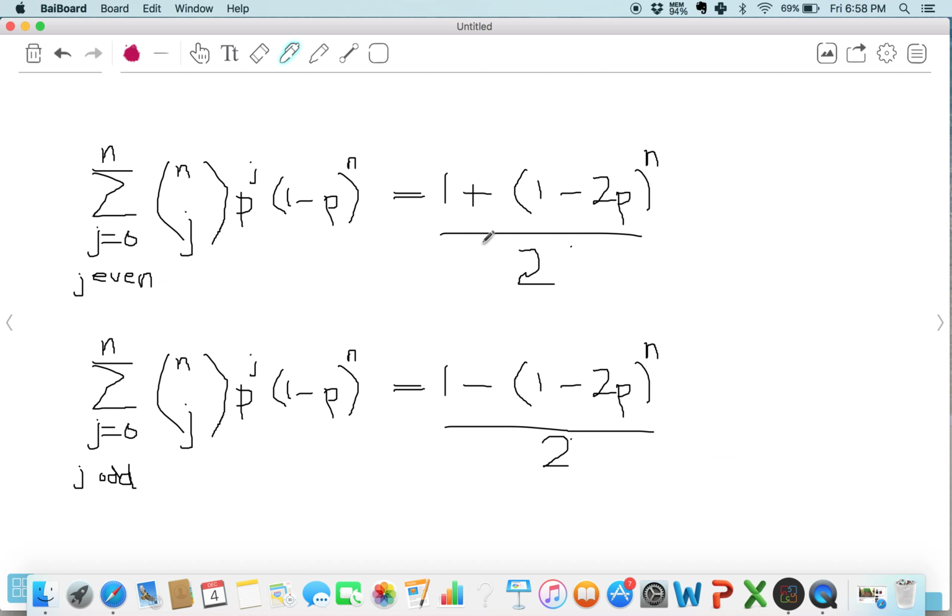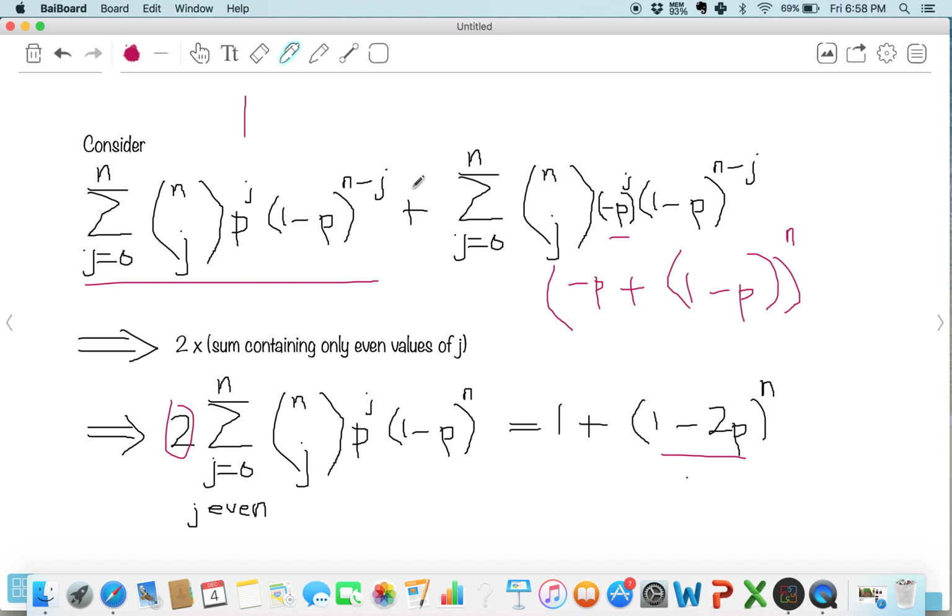Now what if we want to calculate the odd terms? For odd terms, all we have to do is go back to this summation, and where we had addition, we will subtract. Now if we subtract, it is easy to see that even terms will cancel out and odd terms will add up. Okay, and then we get 1 minus 1 minus 2p to the n, divided by 2 here.